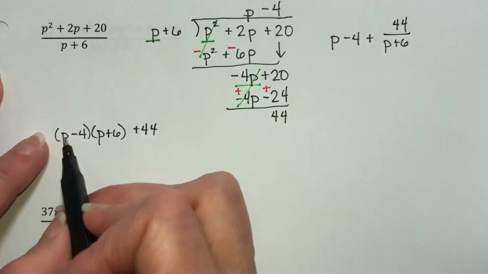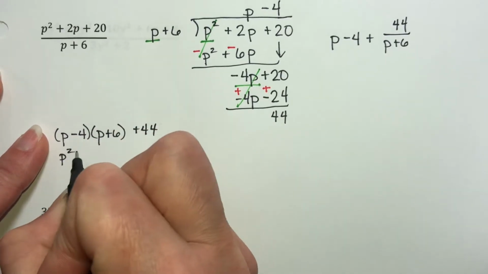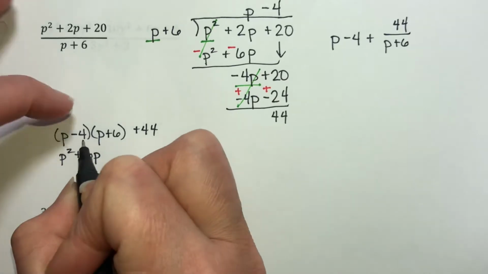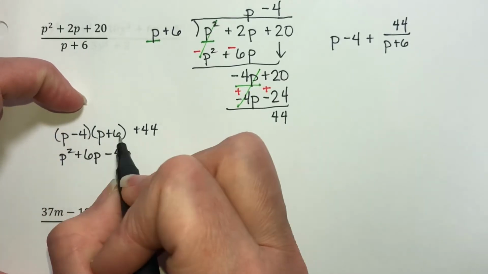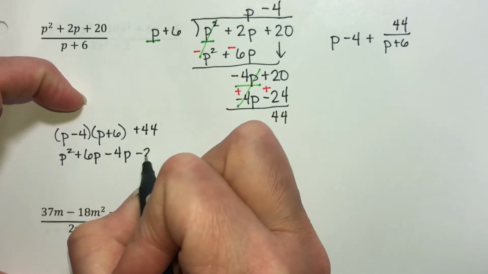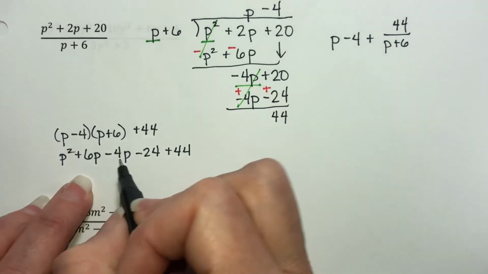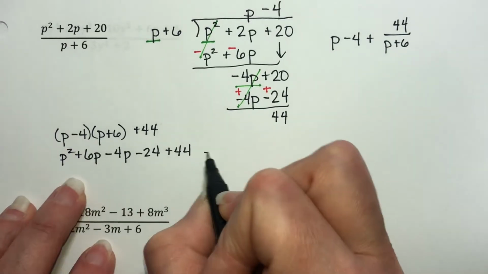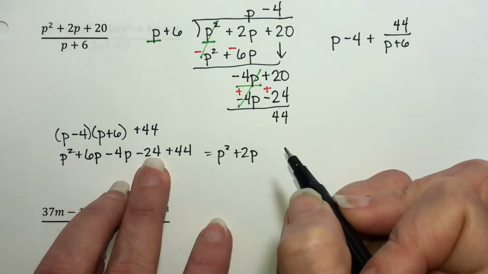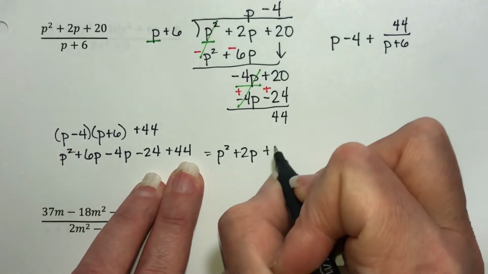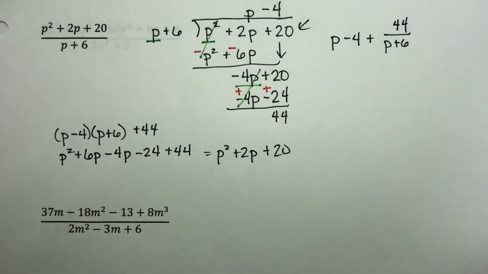So let's try this. Let's distribute. P times p is p squared. P times 6 is plus 6p. Negative 4 times p is minus 4p. Minus 4 times 6 would be minus 24 plus 44. If you combine these two, you're going to get the p squared plus 2p. Negative 24 plus 44 is plus 20, which is what we have right here. So you can always check your answers by doing that.